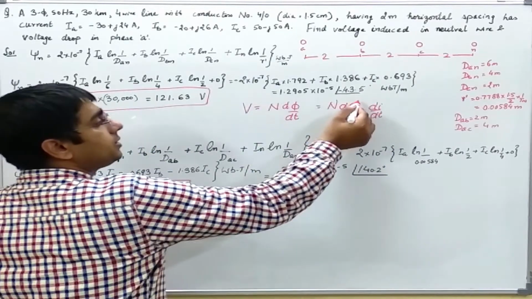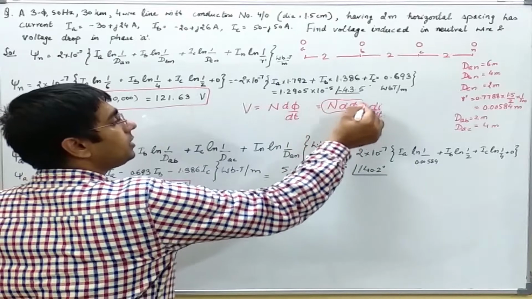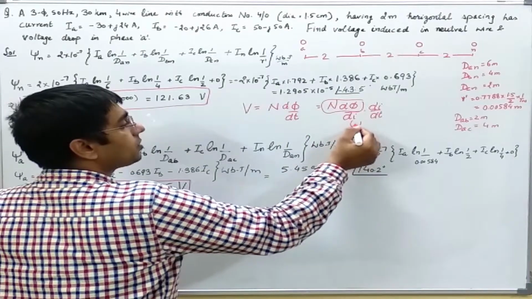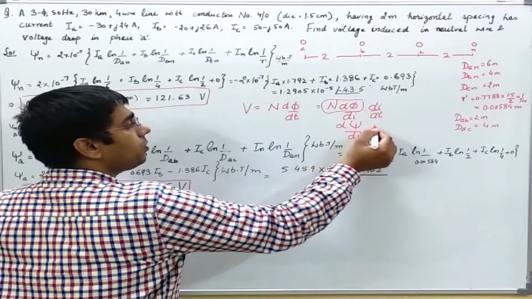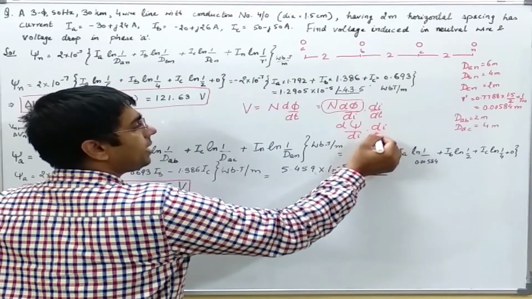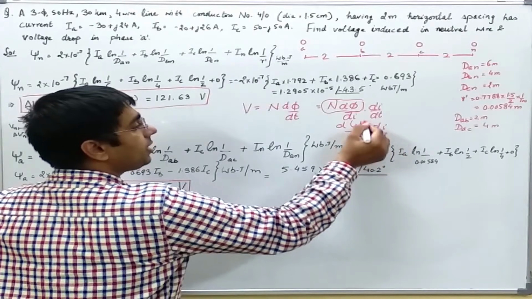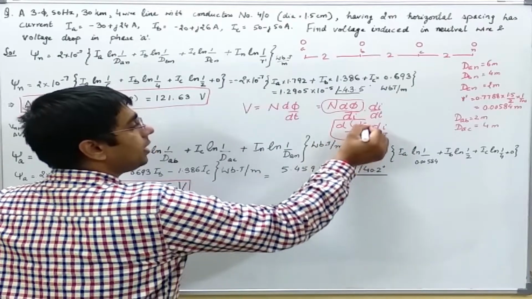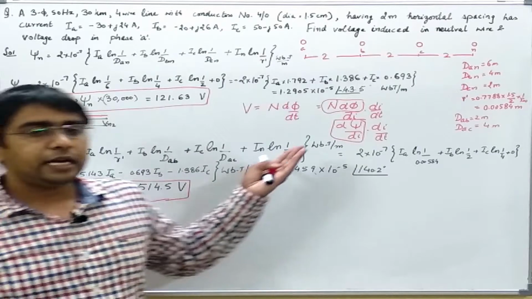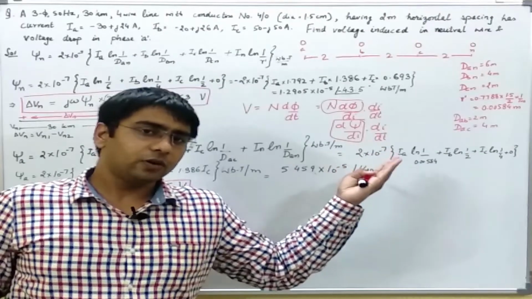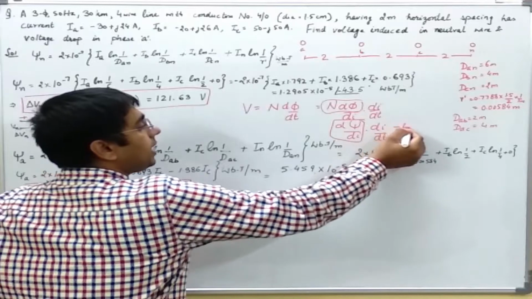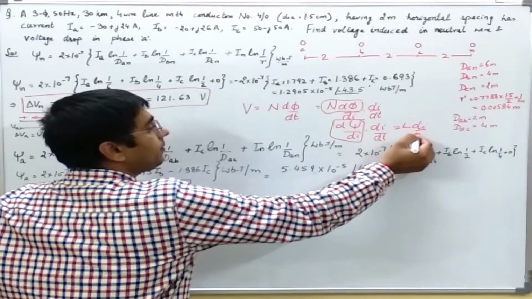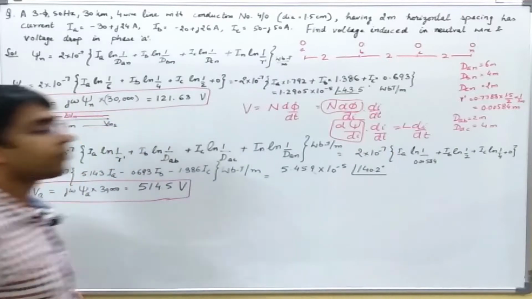Now what is this? These are the flux linkages only. So d psi by di into di by dt. Now what is this? It is simply the inductance only. So we can clearly see that V is equal to L di by dt. Okay.